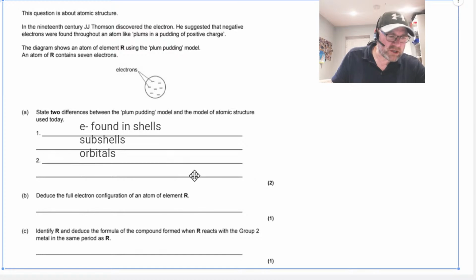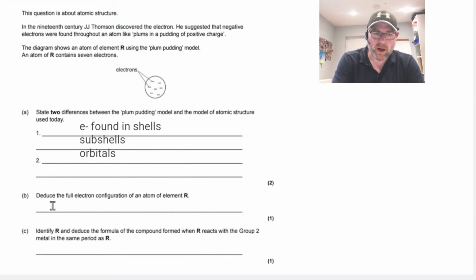Yeah, there's a positive nucleus. Yeah, great. Those are all really good points. You'd smash that one out the park.